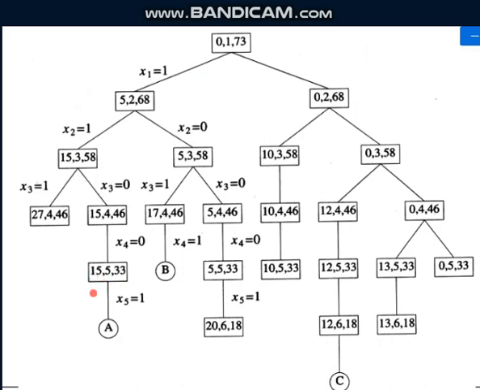So 15 plus 15 will give you 30 and the remaining sum is how much? 73 minus 30 will give you 43. Okay. So that is what is remaining. So one of the solutions is this.